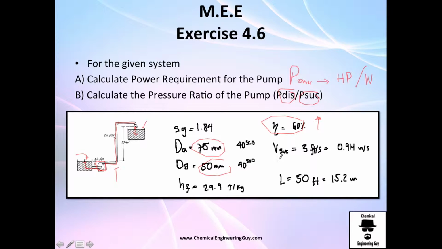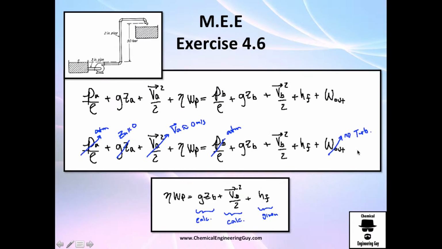They are gentle enough to tell you that the velocity in the inlet, so let's say this one, is about 3 feet per second. If you change it to meters, it is almost 1 meter per second. The length, 50 feet, is about 15.2 meters. So as you can see, guys, I hate working with English units. I prefer to start using SI units from the beginning. Good.